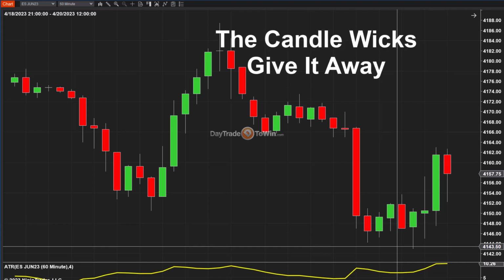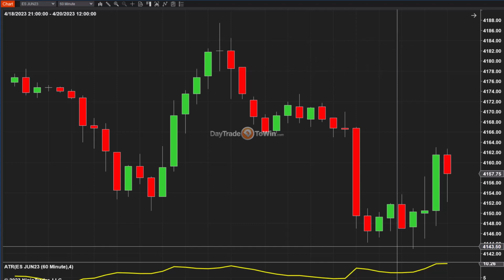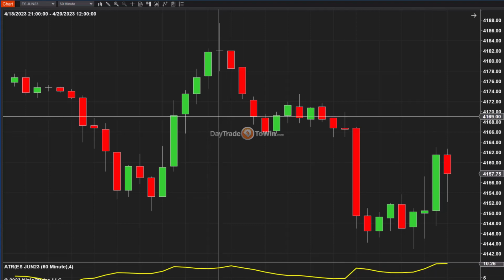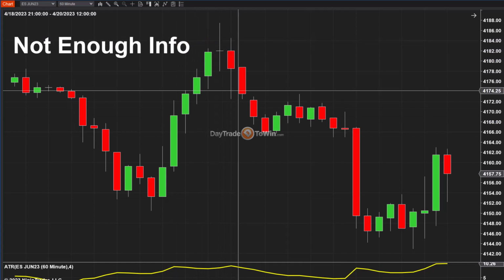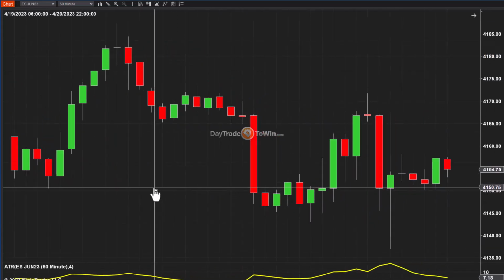When you have a grouping of candles with just wicks trying to continue lower or higher and failing, you're going to have that as the proof that there's something occurring, whether it be support or resistance. Now up here there's only 3 candles, so it's really not enough. Even though you have a wick, it should be a minimum of 4.